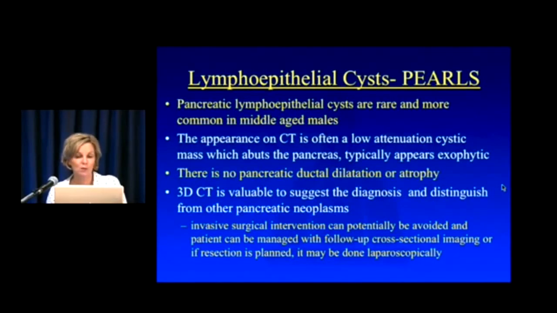Now, the last few pearls of lymphoepithelial cysts, remember: rare, more common in middle-aged men, often appear as purely cystic, maybe a little bit of septation, very exophytic, and that's really the key. No pancreatic atrophy, no ductal obstruction. And 3D is important when we're trying to figure out the diagnosis in these, because you're trying to see, is this really a lymphoepithelial cyst? Is there anything suspicious about it that might suggest that it's a mucinous cystic neoplasm?